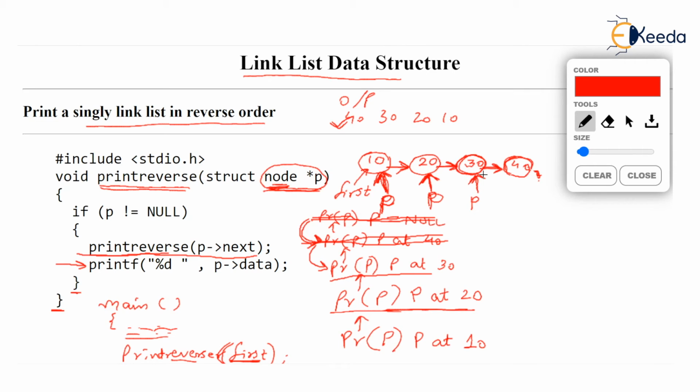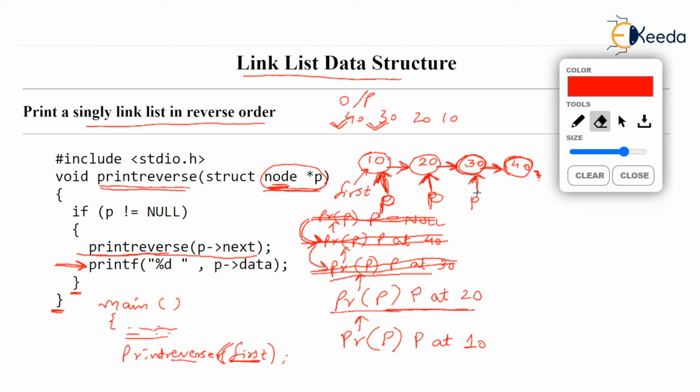And obviously print reverse 30 will resume with printf, because last time print reverse 30 had made a recursive call. So it will resume after the recursive call, that is the next line, and it is printing data. P arrow data now is 30, so the next output printed on the screen will be 30. And obviously, after printing 30, there is nothing pending but end of if and end of the function. So print reverse 30 also comes to an end. Print reverse 30 ends, so the local parameter p created for 30 is getting destroyed.